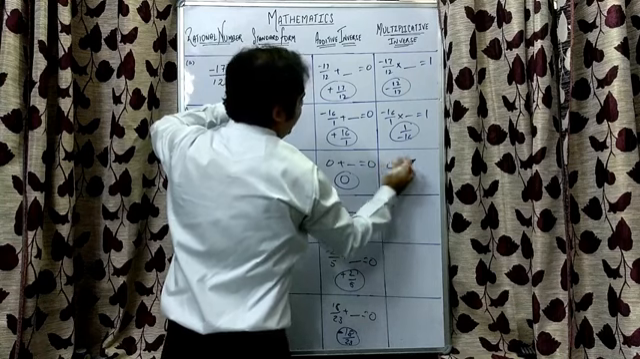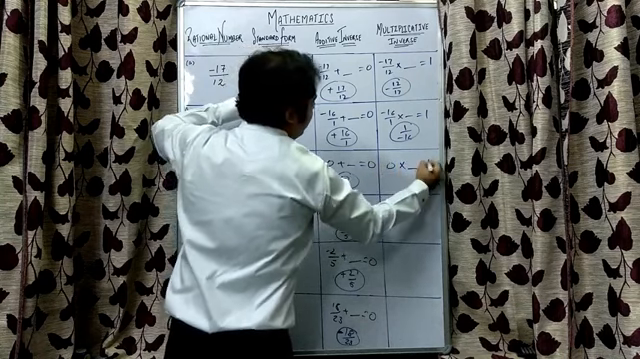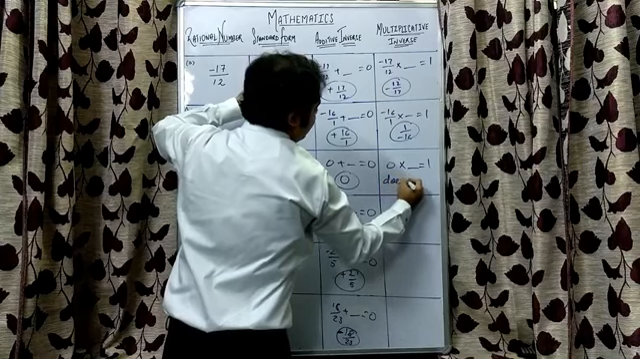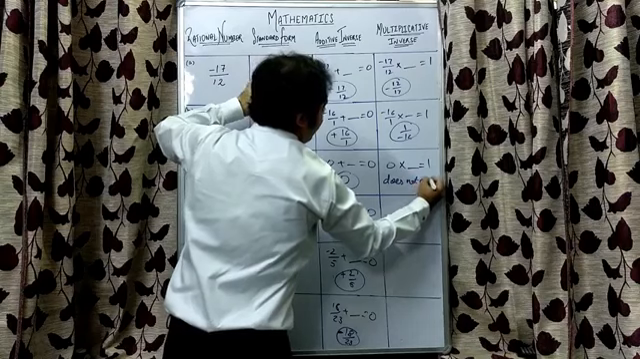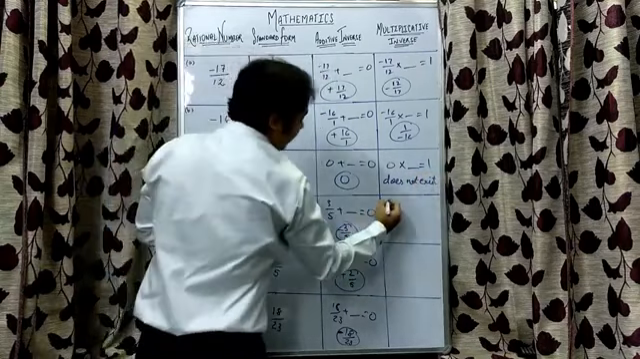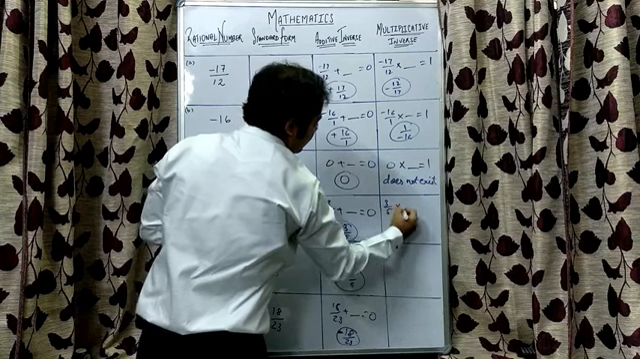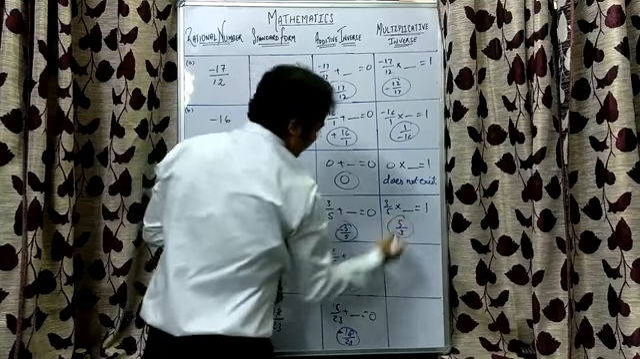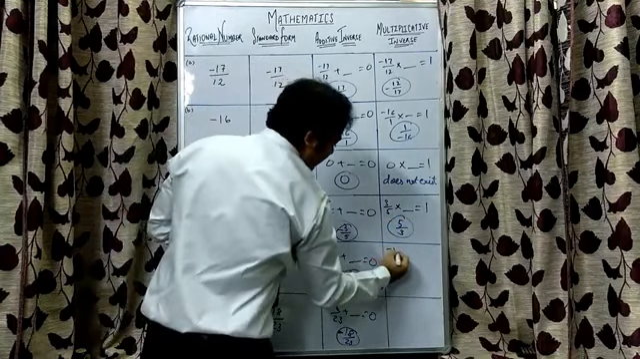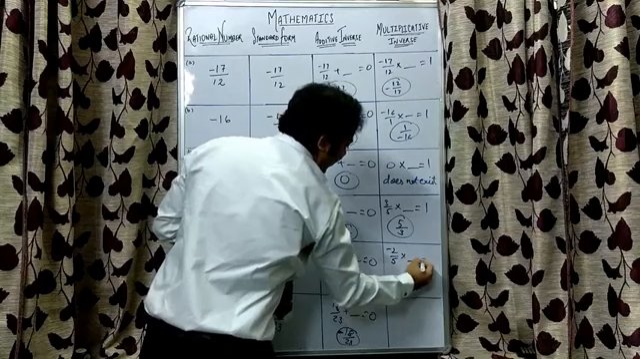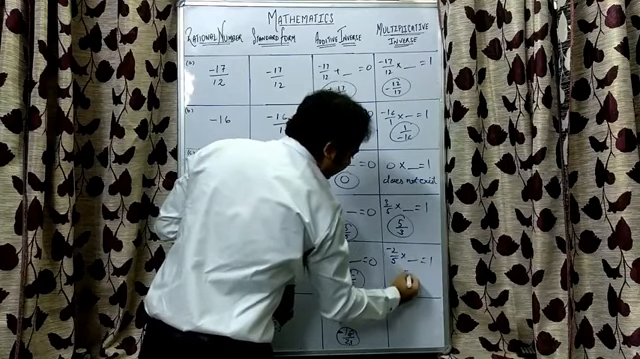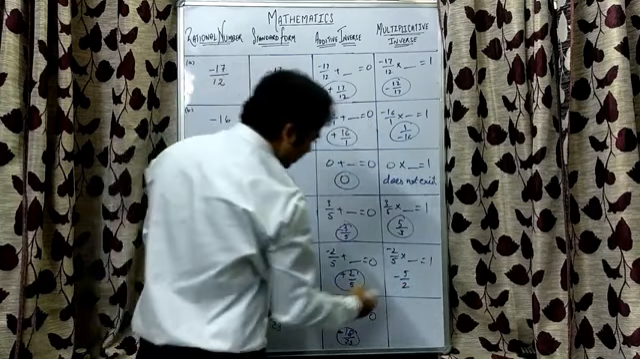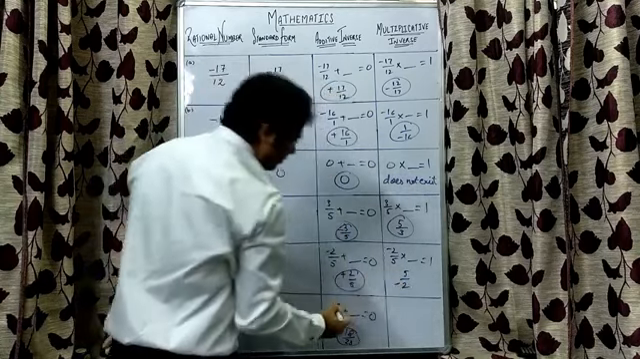Now 0, what I should multiply to 0 to get 1? We don't have anything as such. So answer will be does not exist. Now what I should multiply to 3 by 5 to get 1? Answer is 5 by 3. Now what I should multiply to minus 2 by 5 to get 1? Answer is 5 by minus 5 by 2 or 5 by minus 2.